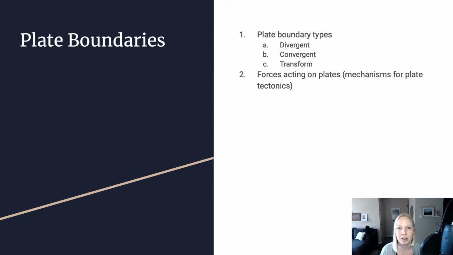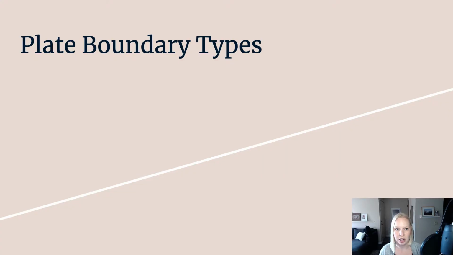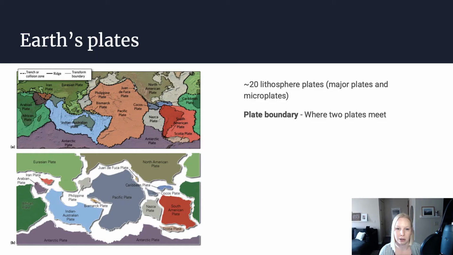We have divergent, convergent, and transform plate boundaries, and these all act a little bit differently. So we're going to talk about those three types, and we're also going to talk about the forces that are acting on those plates that are actually causing plate tectonics to occur and these plates to move around the surface of the Earth. So let's start our discussion by talking about those three plate boundary types.